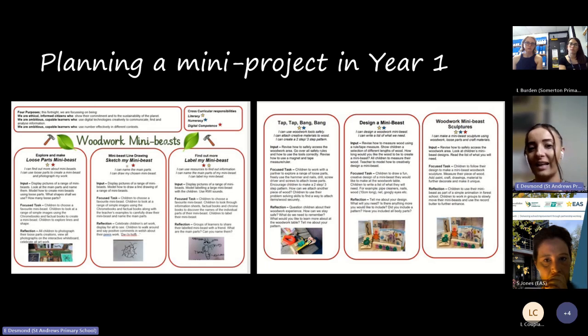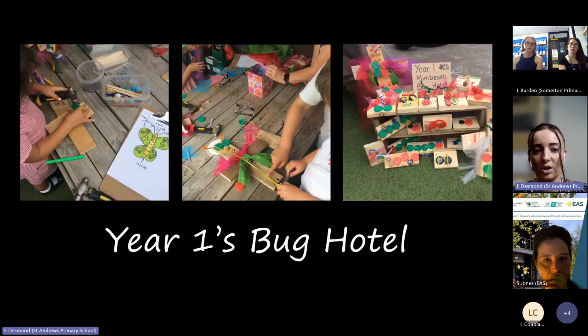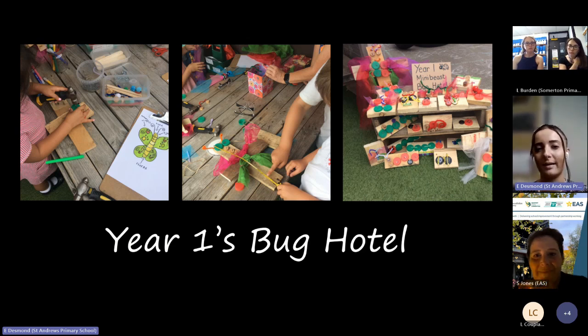Then they're designing and then they're making their sculpture. So this is just an example of their bug hotel that they made. Again, you can see all the end products look very different. Yes, we are going to have more than one caterpillar, but they don't all look the same. And it's about all of that as well.